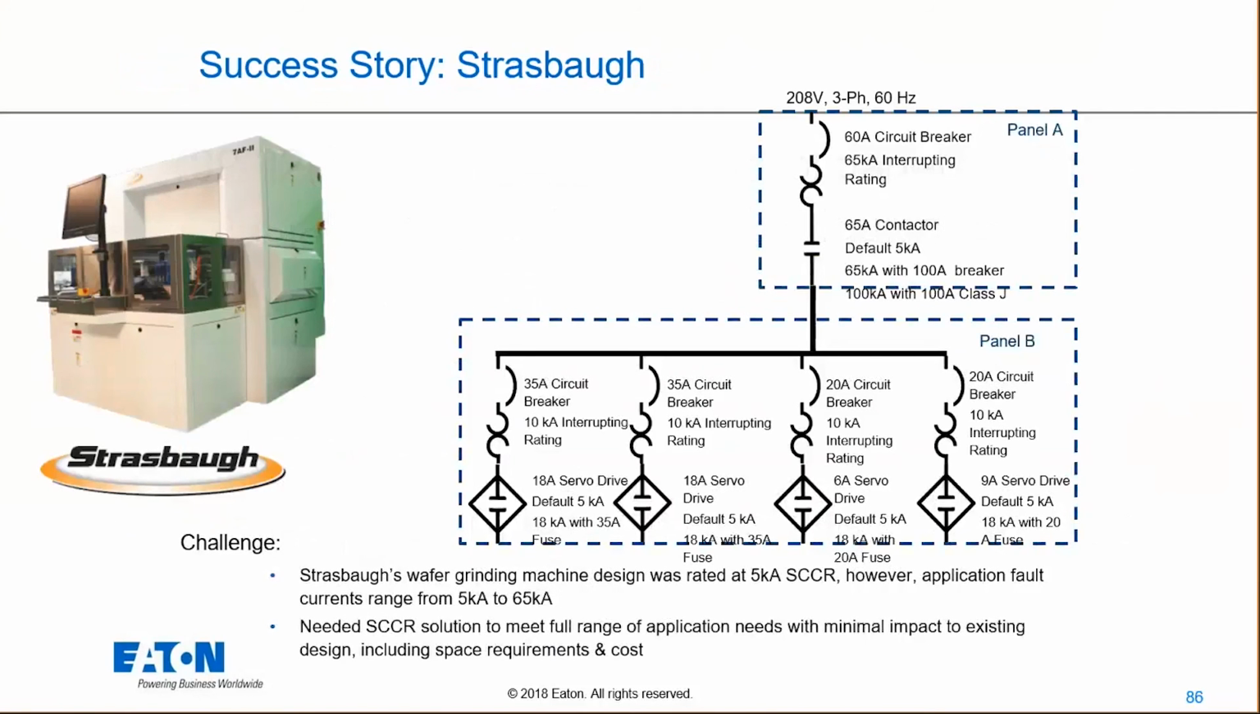So just to take you through real fast, they went through this, and this is real life stuff where they had a panel. I'm going to go through this fast because we've got 15 minutes. In their particular situation, they had two different panels on their equipment. In panel A, they had a 60 amp circuit breaker with a 65,000 amp interrupting rating. They had a 65 amp contactor. The default was 5 kA, but it was 65K with a 100 amp breaker.